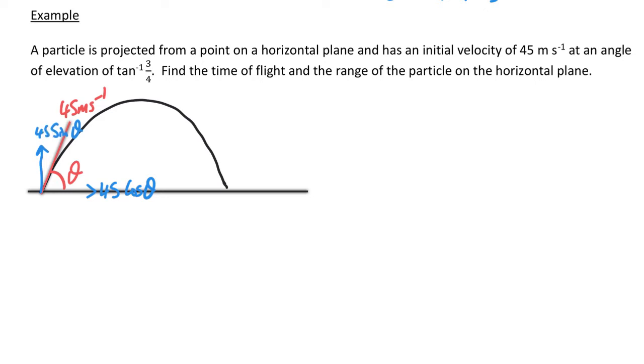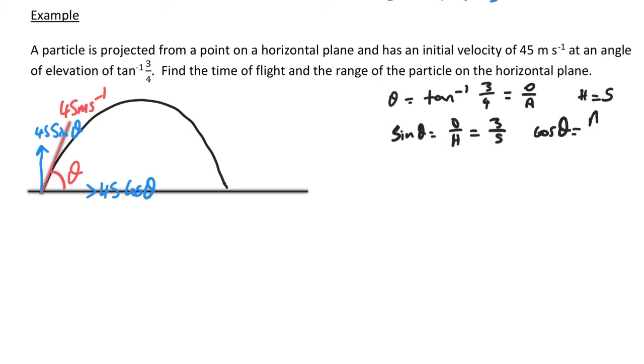Now, whenever it's given us the angle of elevation, so theta is tan to the minus 1 of 3/4, that means that the opposite and the adjacent lengths would be 3 and 4. And if we use Pythagoras' theorem, then that means that the hypotenuse would equal 5. So from there we know that the sine of theta, which is the opposite over the hypotenuse, is going to be 3/5, and the cos of theta, which is the adjacent over the hypotenuse, is going to be 4/5.